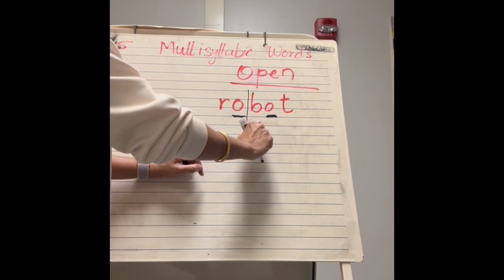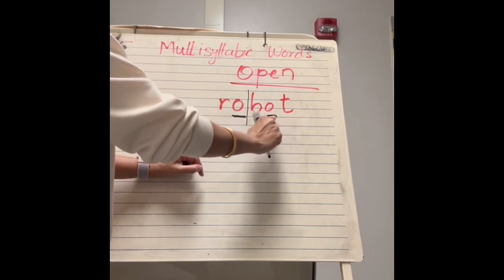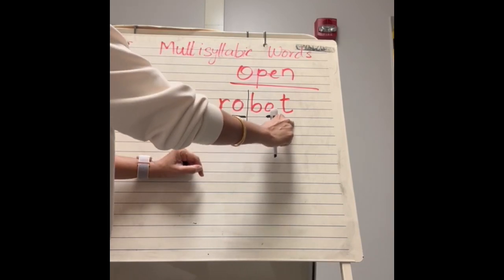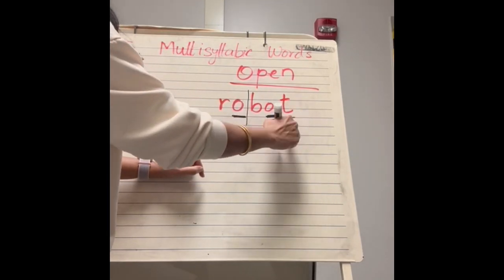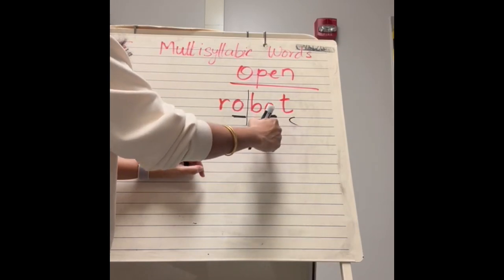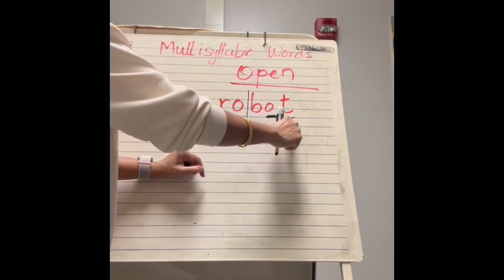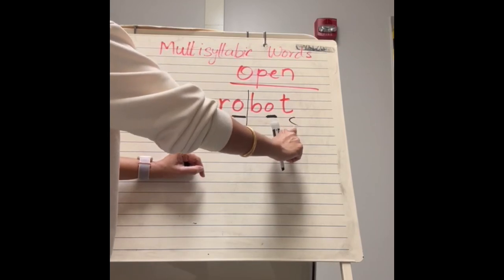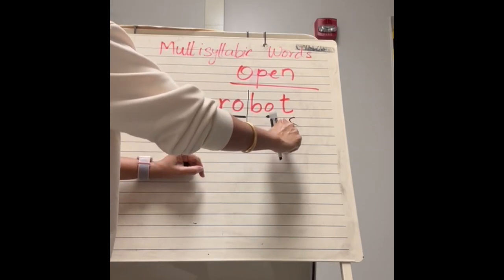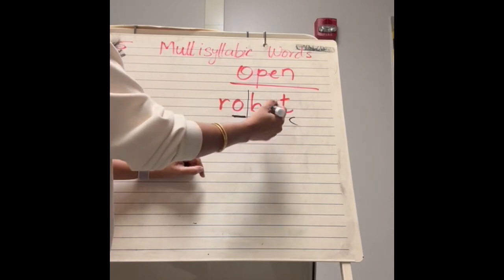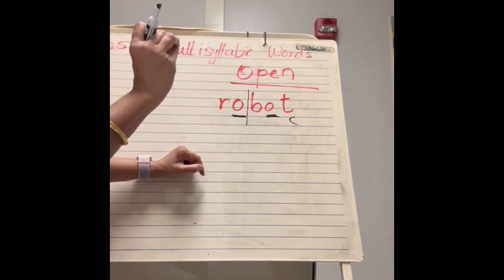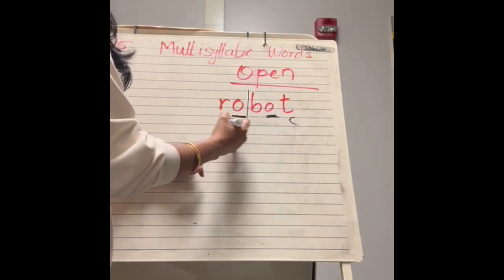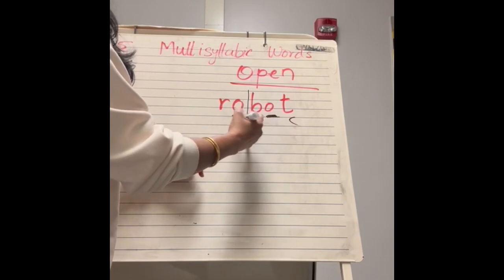The next syllable, B-O-T. Now we know the vowel is O. Is the vowel followed by a consonant? Yes, there is a consonant, so the consonant closes it. Remember that if it ends with a consonant, that means it's a closed syllable. So the O says its short sound. B-O-T, bot. This is R-O, ro, b-o-t, bot, robot.